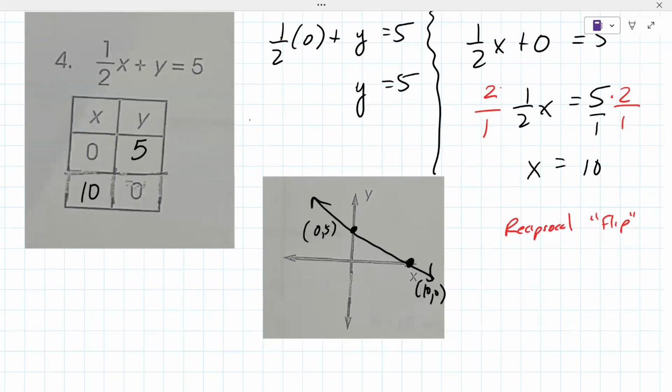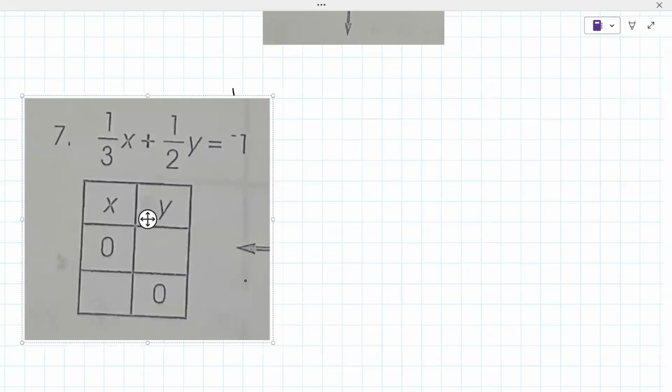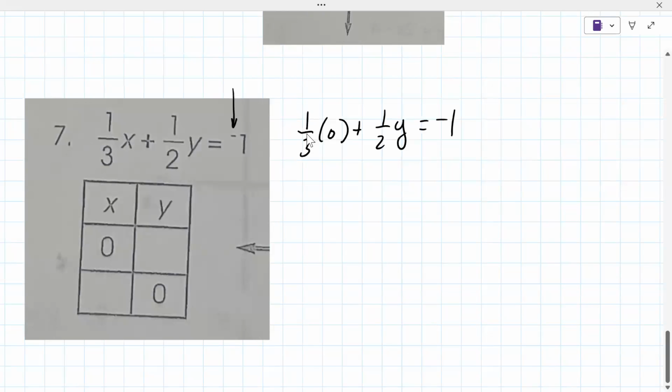Okay. Any questions on that? No. All right, so we're gonna go to 7 before going back to 6. Okay. And this is a negative one here, just making sure. Yeah. All right, so when x is 0, it's 1/3 times 0 plus 1/2 y equals -1. The idea here, the pattern, the thing you should be noticing is that the one with the 0 in it goes away altogether. So it ends up just being 1/2 y equals -1.